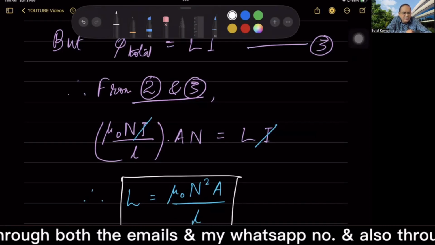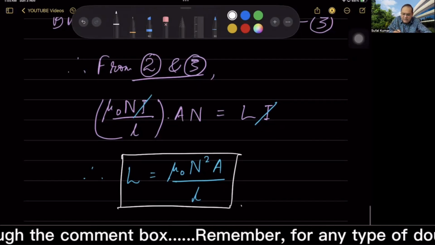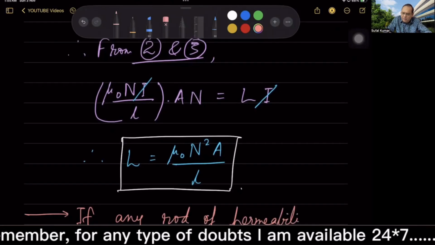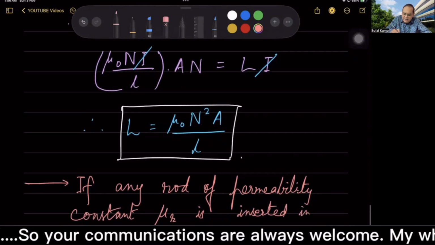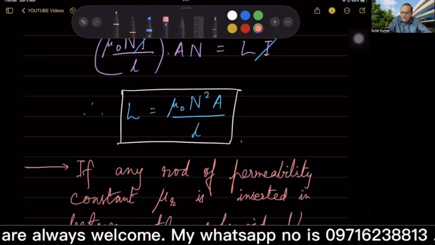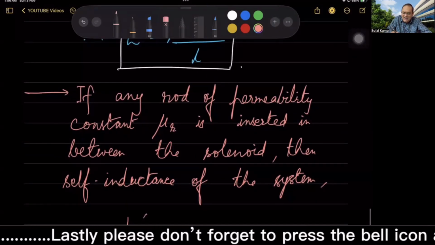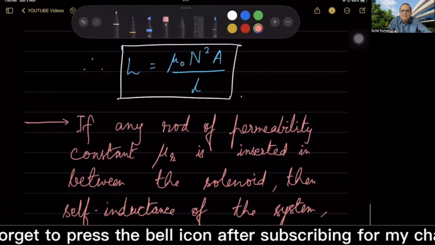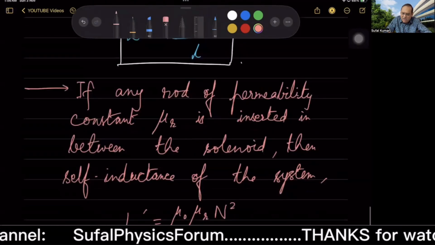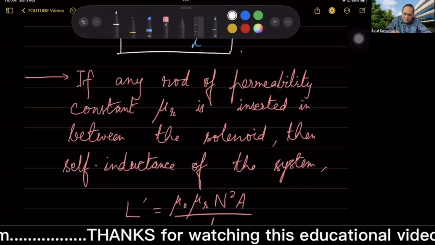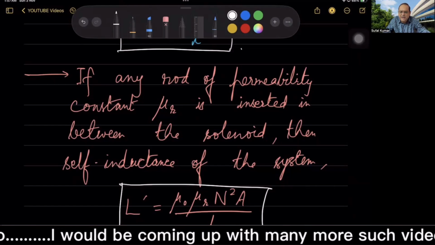But there is one more point in this. Sometimes it is asked in the form of a tail question that if any rod of relative permeability mu R is inserted in between the solenoid, then the self-inductance of the system L dash. This time mu R will be multiplied to the expression: mu naught mu R N square A by L. Therefore, hence the topic is over. Then here comes energy stored in an inductor.